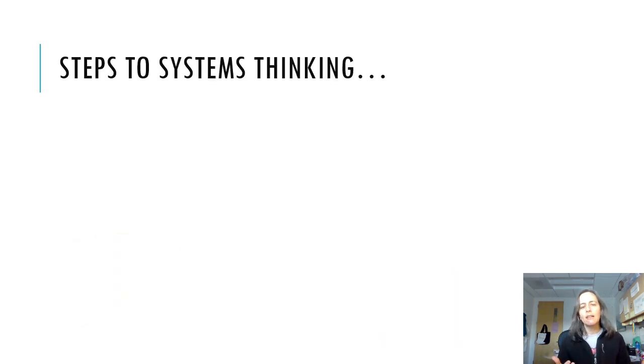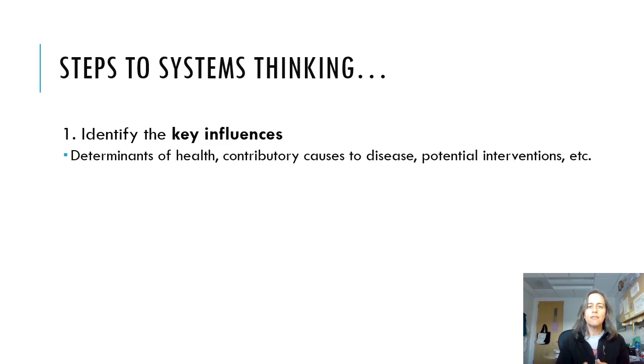So we're going to outline and go through the basic 6 steps that you want to incorporate when you're doing systems thinking. So the first one is to identify the key influences. And this is something that you learn by doing reductionist thinking, right? So what are the things that impact your outcome? What are the contributory causes? What are the determinants of health? What are the potential successful or effective therapeutic interventions, right? So what are the players? What are the things that are going to impact our outcome?